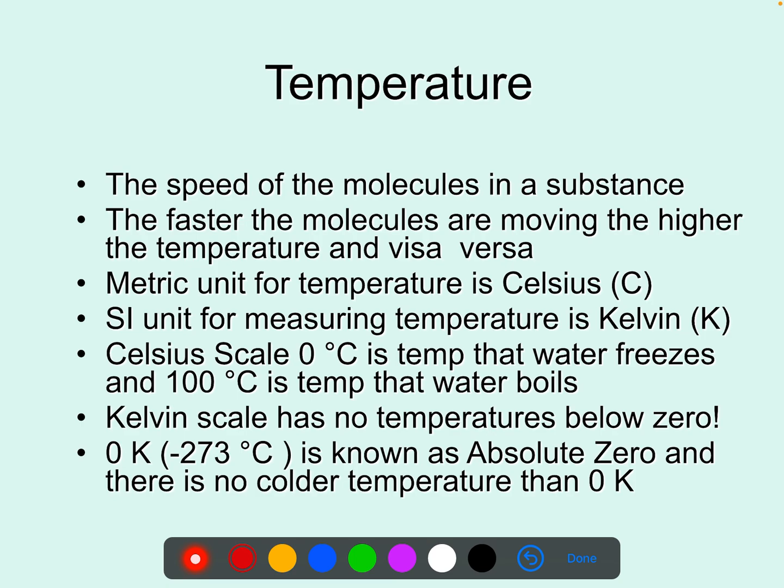Sometimes you might be asked, especially in chemistry class, to measure the temperature of an object. The definition of temperature is actually the speed of the molecules in the substance. The faster the particles are moving, the higher the temperature. The slower they're moving, the lower the temperature.